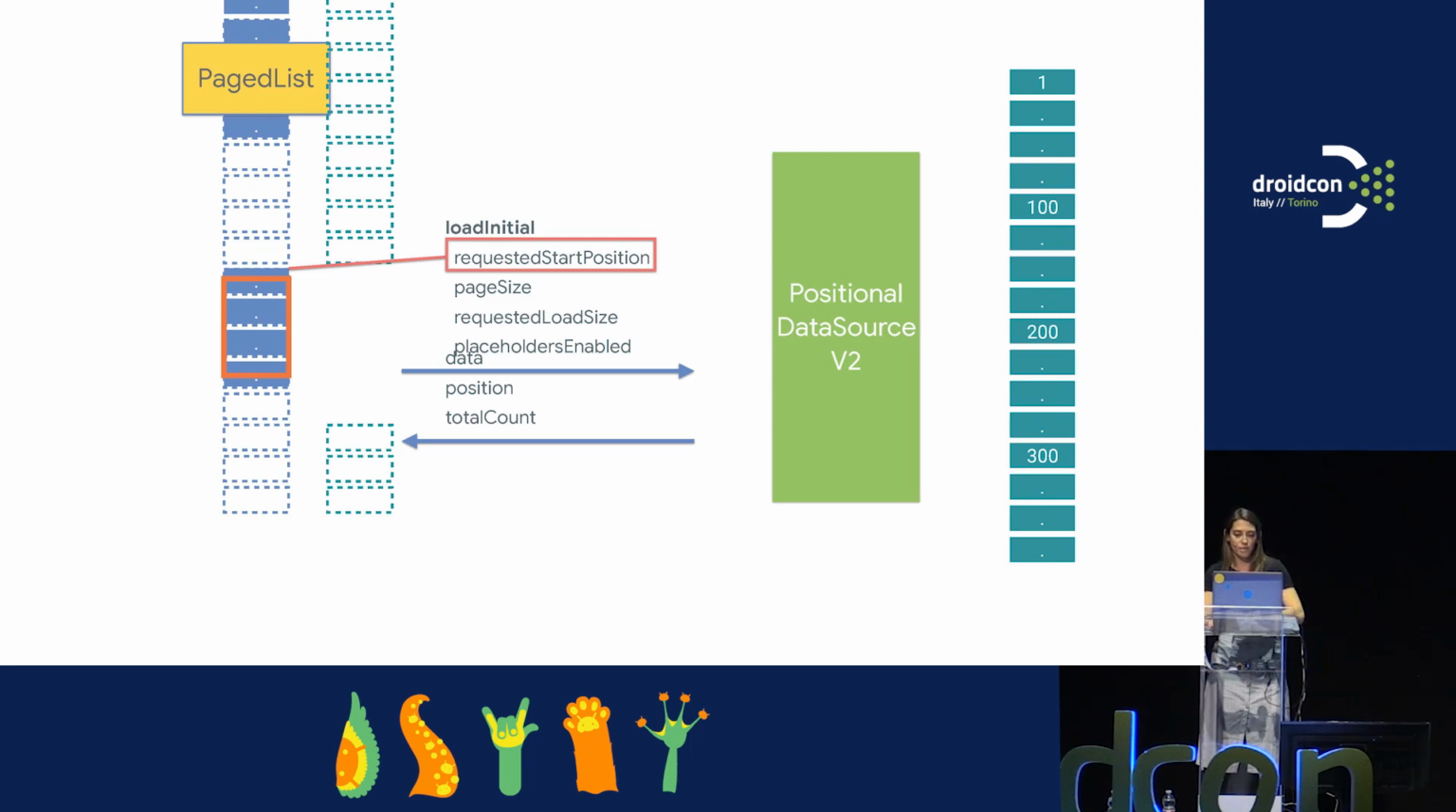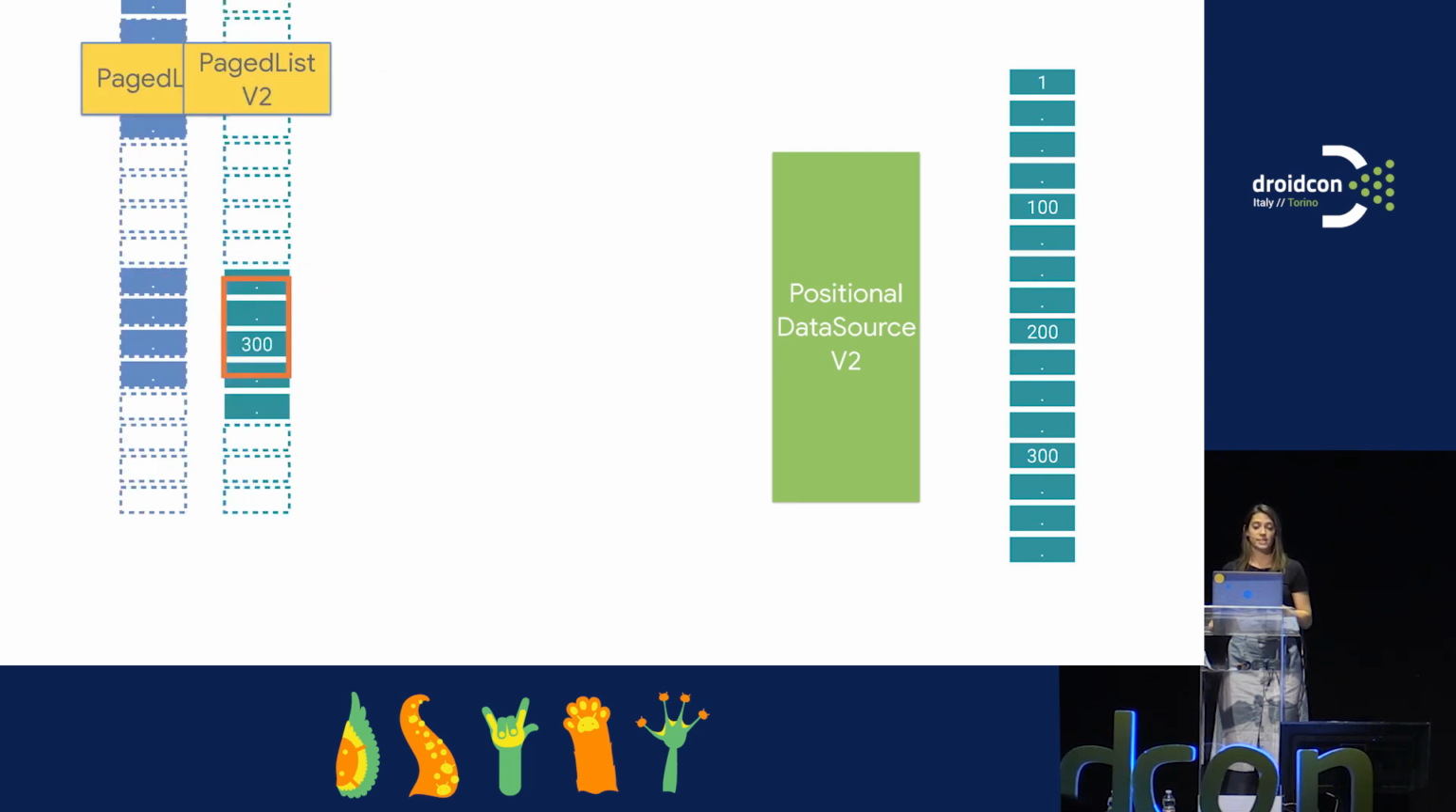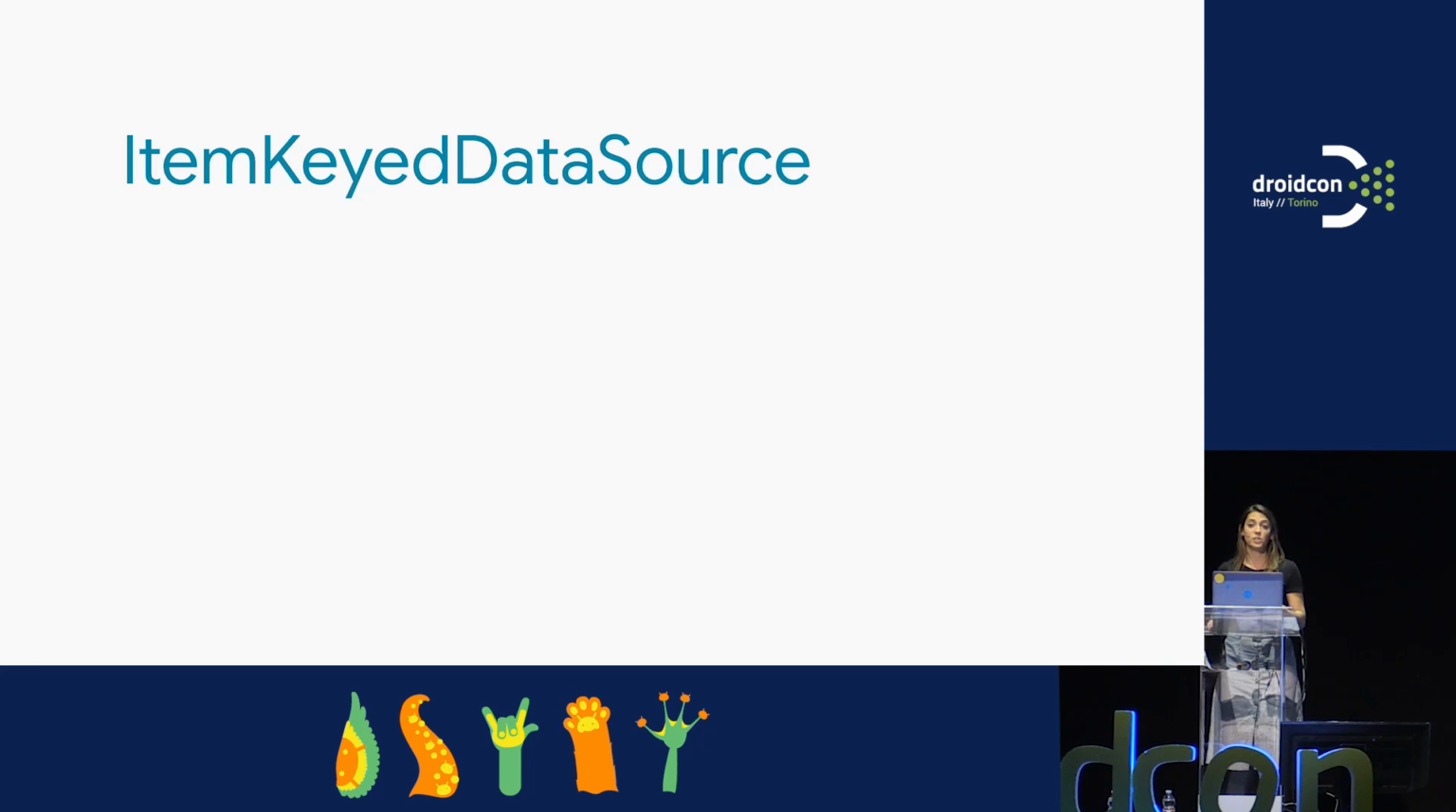OK, but getting back to our positional data source, let's say that the data gets invalidated. What happens in this case? Well, I said that another data source is created. Here, load initial is called again, with the start position being a bit above the item that is being displayed right now, together with the page size and so on. Then the data is being retrieved from the data source, and then a new page list is created. With the help of the page list adapter, the diff is computed, and now we're displaying the new items.